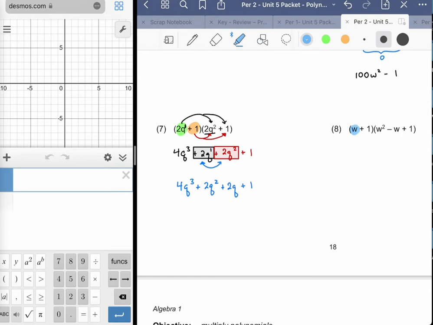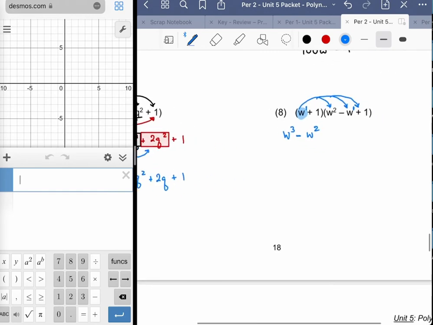I'm going to take the first part of my first polynomial, but instead of multiplying it by only 2 terms, I now have to multiply it by 3 terms. W times w squared, or again, assumed power of 1. Keep the base, add the exponents, w to the third. W times a negative w, well, both of them have assumed powers of 1. A positive times a negative is a negative. W to the second, keep the base, add the exponents.